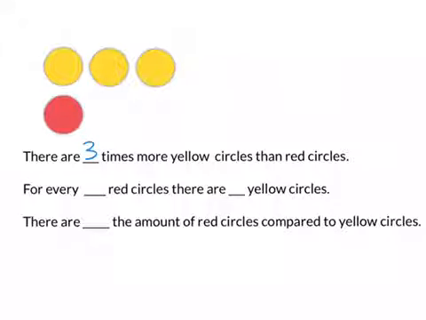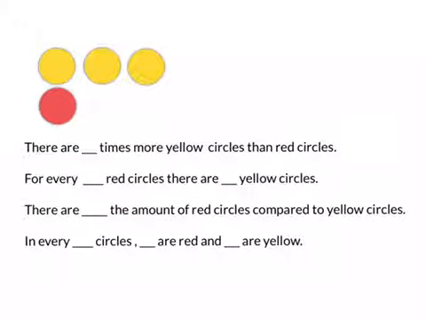We could also compare the amount of circles and say for every so many red circles there are so many yellow circles, and in this ratio for every 1 red circle there are 3 yellow circles. And we can also express it as a fraction and say there are something the amount of red circles compared to yellow circles. So for this example, there are 1/3 the amount of red circles compared to yellow circles.